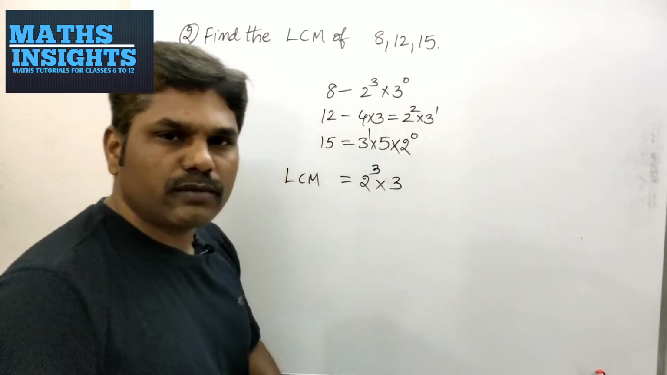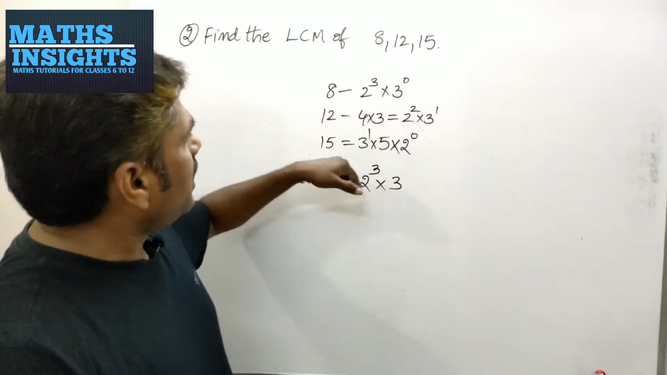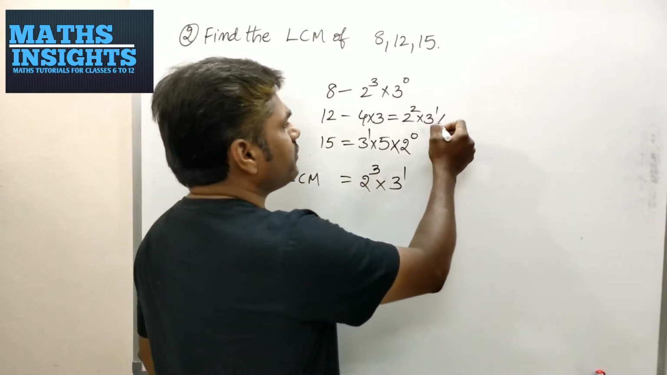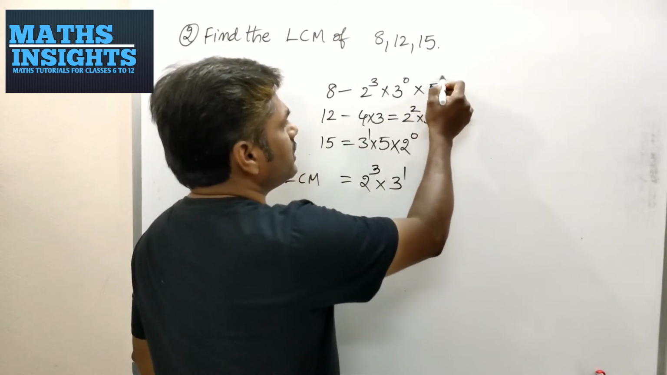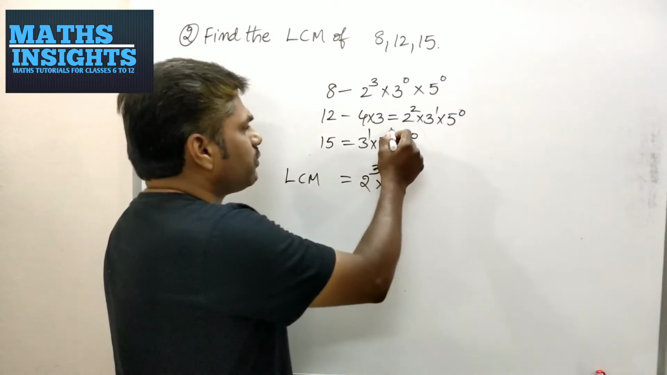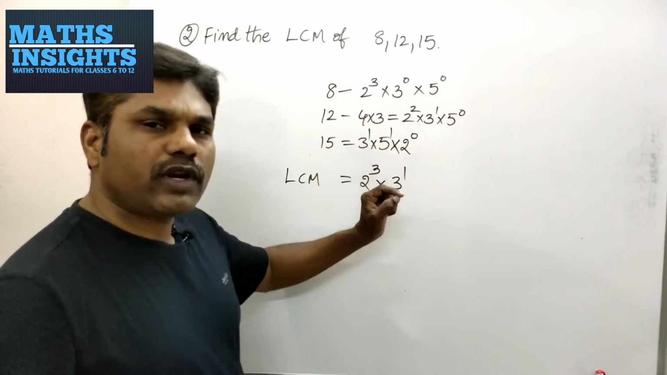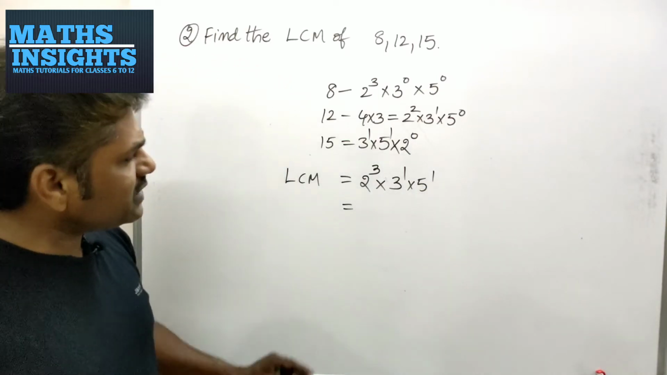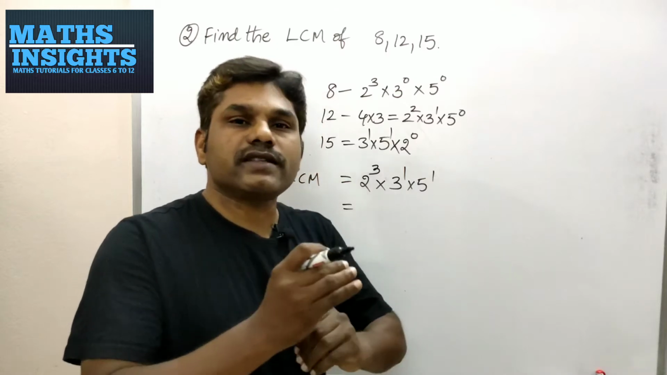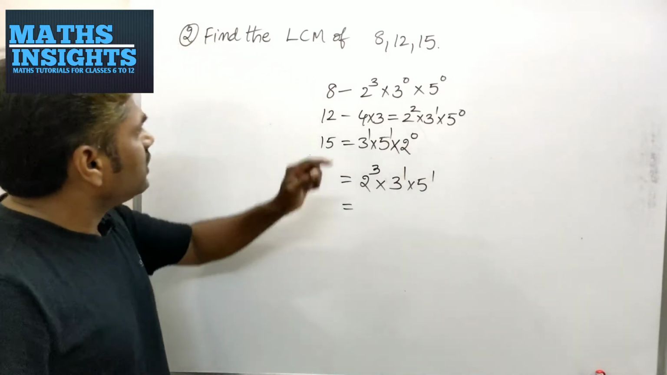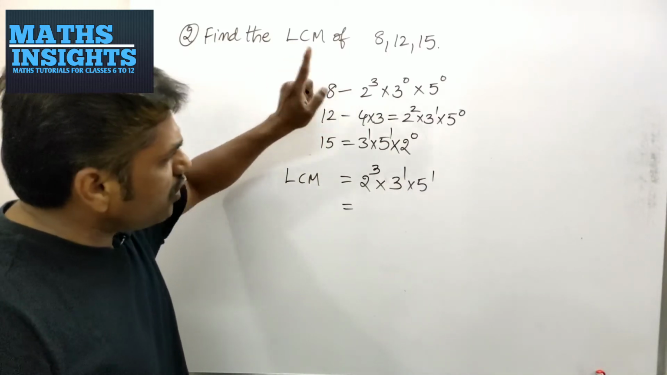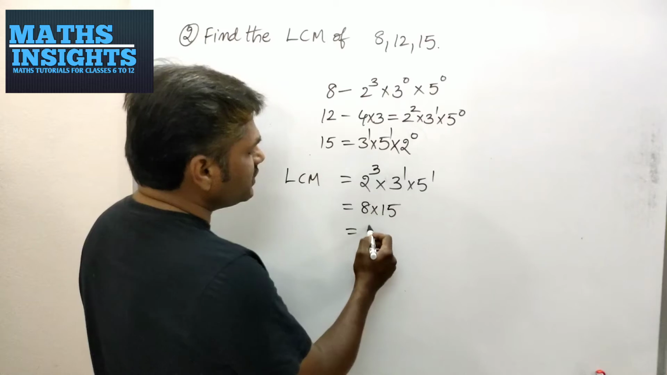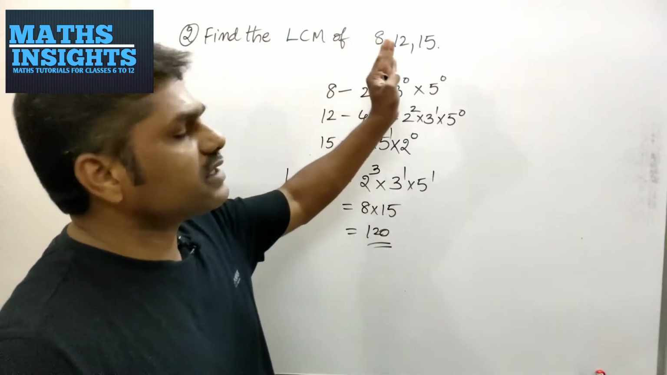I am writing LCM equals, first prime factor is 2 and its highest power is 3, so 2 cube. Next, 3 power 1 is here, but you don't find 3 in 8, so I can write it as 3 power 0. Therefore 3 is the other prime number and its highest power is 1. And 5 is only in 15, so 5 power 0 elsewhere, 5 power 1 here. Therefore 5 power 1. So the LCM is the product of all these prime numbers with highest exponent. The name is least common, but you have to take the highest power. 2 cube is 8 and 3 fives are 15. 15 eights are 120. So 120 is the LCM of these three numbers.